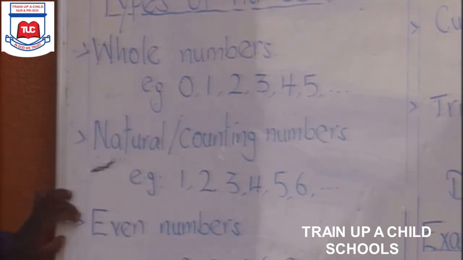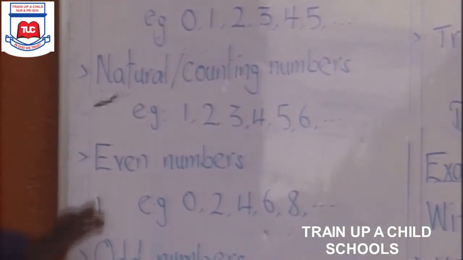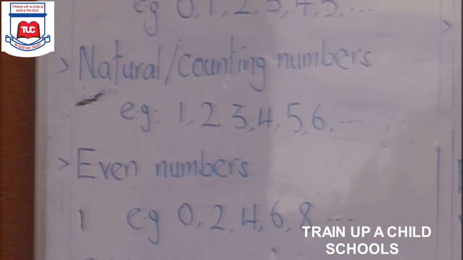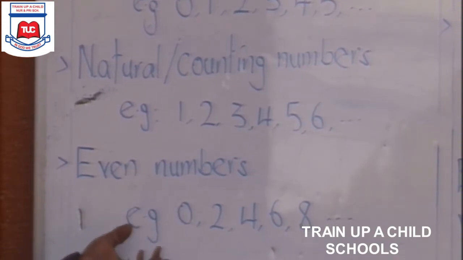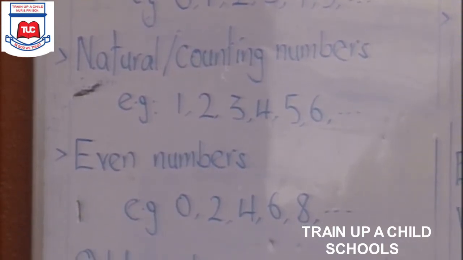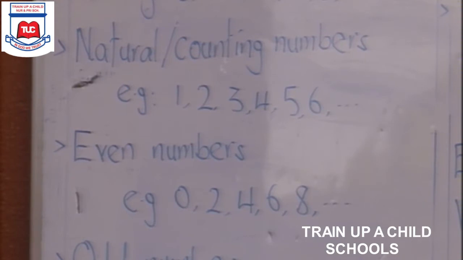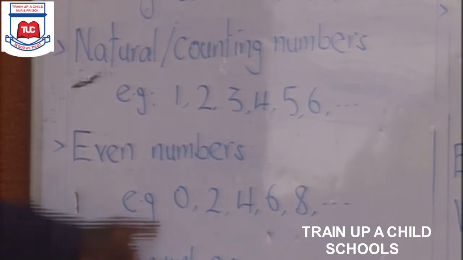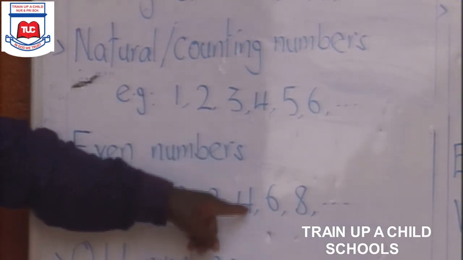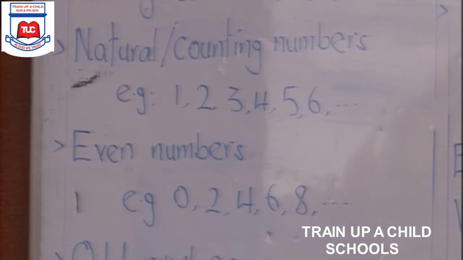Another type of numbers is even numbers. Even numbers are numbers that are exactly divisible by 2. That which, when divided by 2, one does not get a remainder. For example, 0. When you have nothing and try to divide, of course, there will be nobody to get anything. So that's why 0 is an even number. The next one is 2. The next ones are 4, 6, 8, 10, 12, 14, 16, in that order.